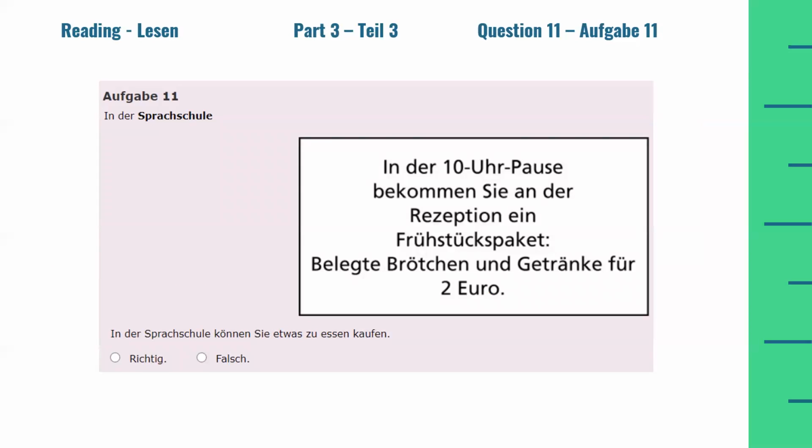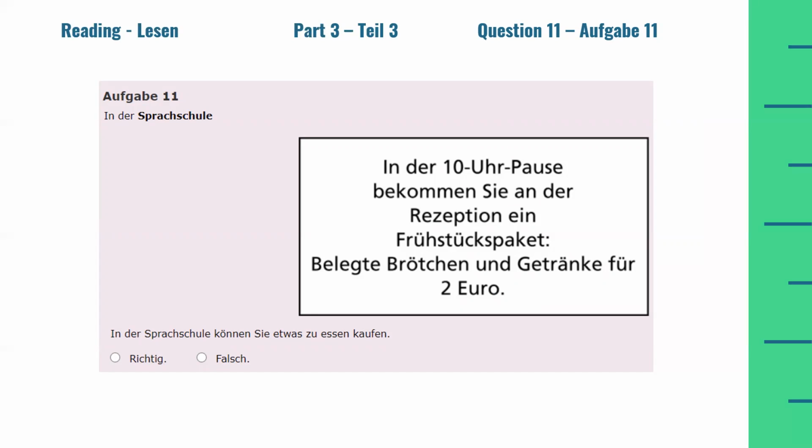Now let's move to the third part of the reading section of the A1 exam. Here we start with question number 11, and in this third part of the reading section, all types of questions will be true and false. So first we read the statement, Aufgabe 11 in der Sprachschule. In der Sprachschule können Sie etwas zu essen kaufen. In the Language Institute, you can buy something to eat.